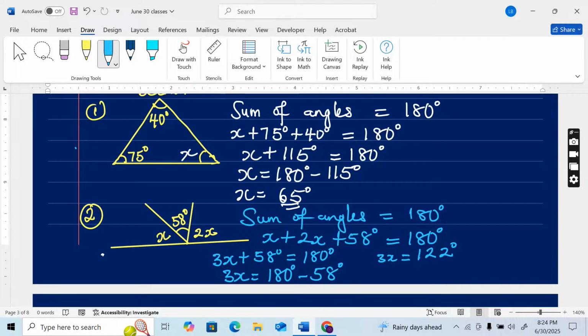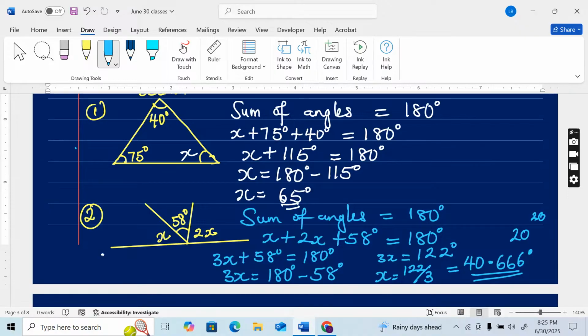To get the value of x, we divide both sides by 3. X is equal to 122 all over 3. So let's divide. 3 goes into 120, that will give us 40, remainder 2. 3 goes into 2 is impossible. Place a decimal point and place 0 beside the 2, which makes it 20. 3 goes into 20, that's 6, remainder 2. Do the same thing again. You have 6, you have 6. Let's just stop at this point. So that is 40.6 degrees.